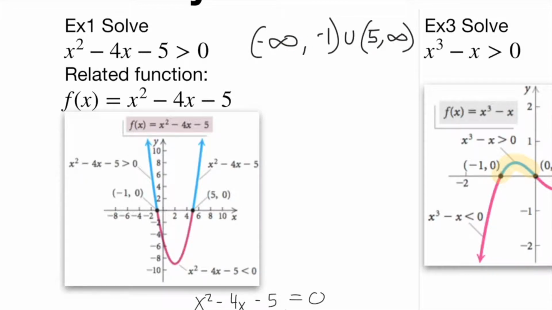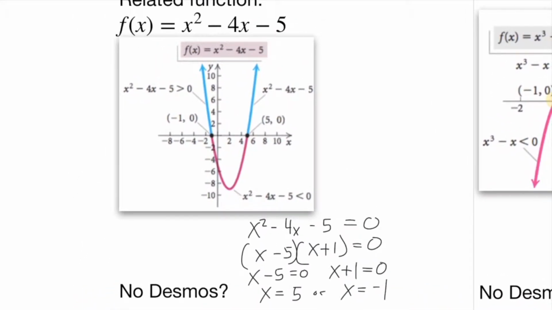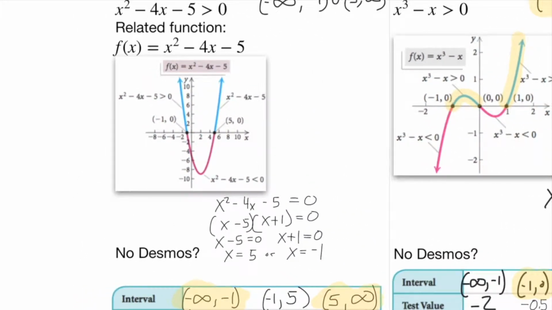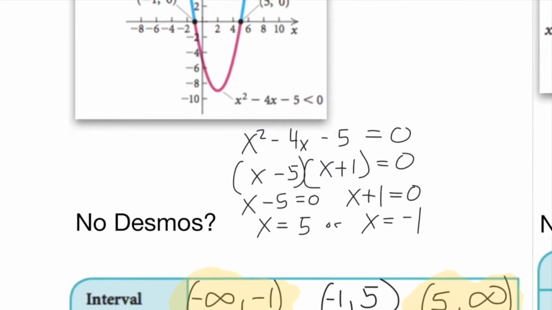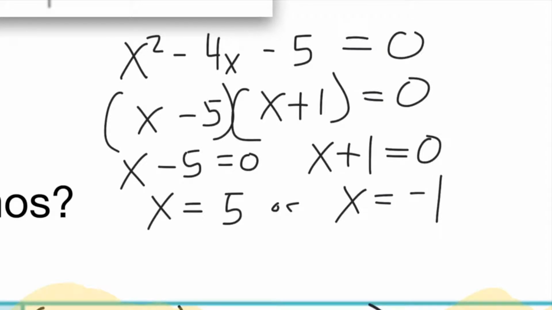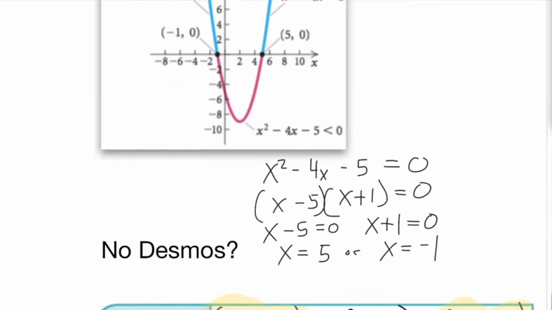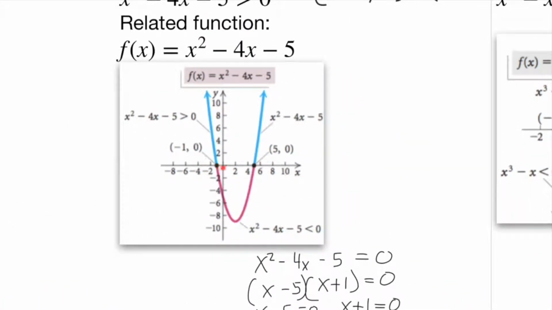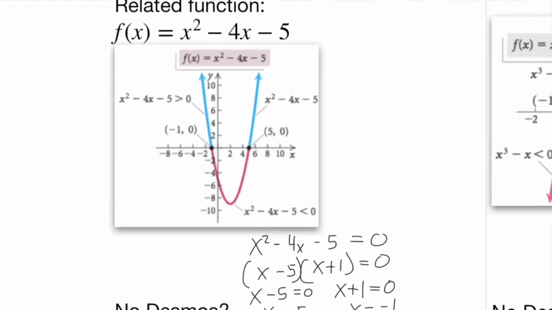Now, the tricky thing comes when you don't have Desmos. You have to kind of predict things without using a graph. So, what you could do is factor it. You take that related polynomial, x squared minus 4x minus 5, you factor it, you solve it, and you get where the function is going to equal 0. It's going to equal 0 at x equals 5 or x equals negative 1. Basically, what you're doing is finding the x-intercepts. You're establishing that the graph is going to cross the x-axis here and here without actually having a graph.